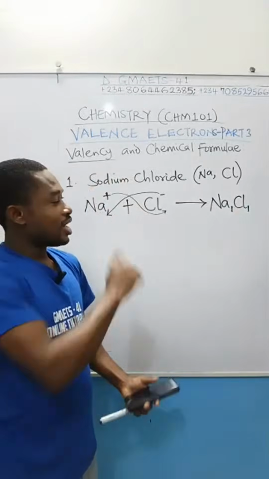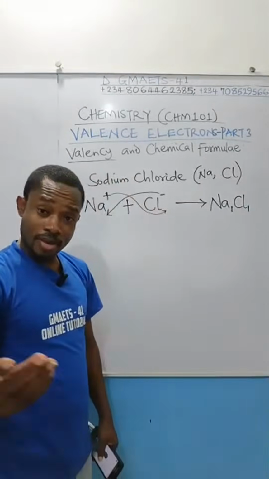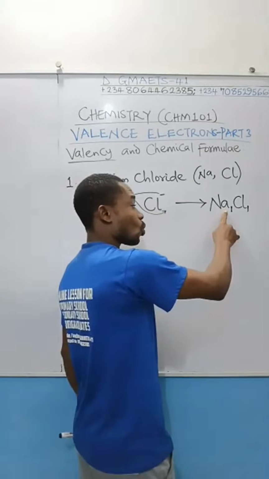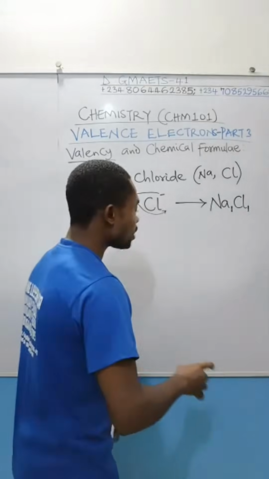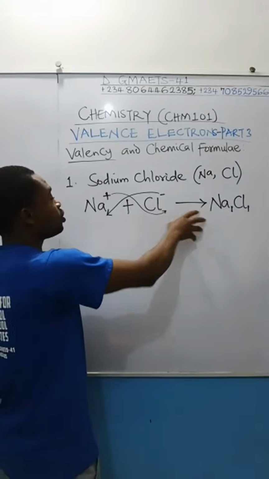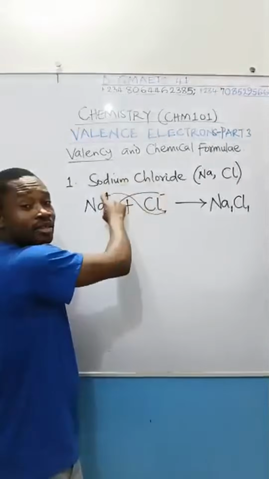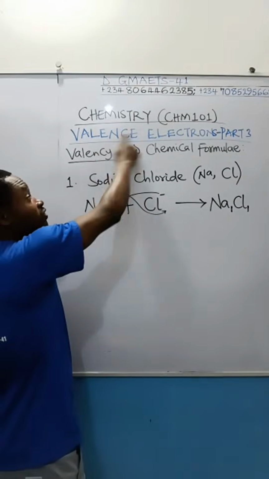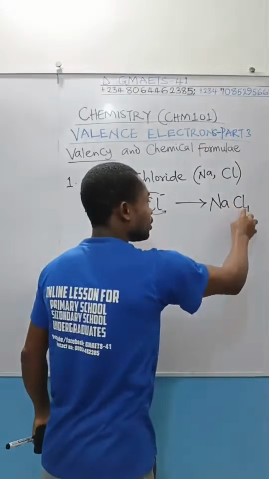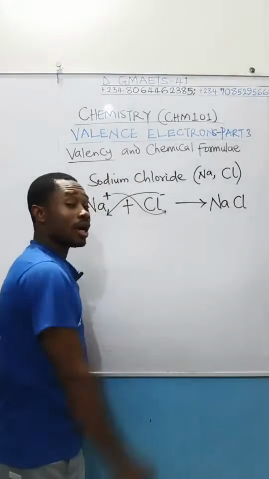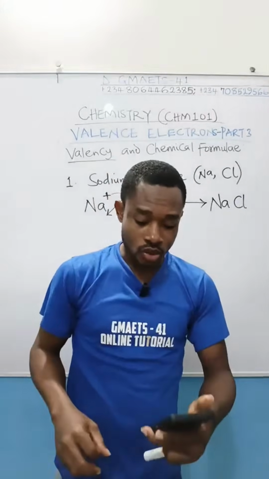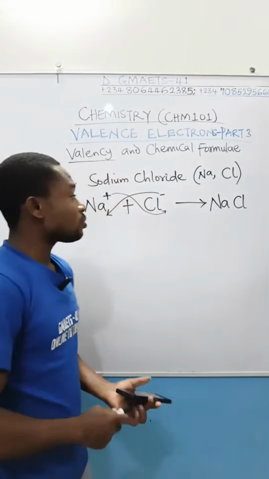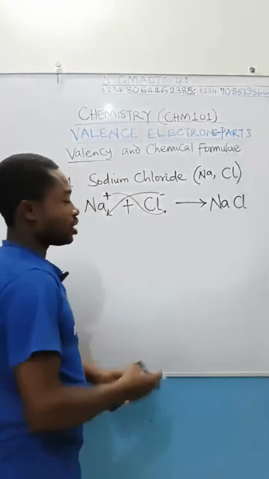Na1Cl1. But remember that in the introductory part to this topic, I told you that if the atomicity is 1, you don't show it. Do you now observe that the atomicity is actually obtained from the valency? And you know that valency is obtained from valence electron. So let us wipe this 1, because if in a compound the atomicity is 1, you don't show that 1. Therefore, sodium chloride is written as NaCl.